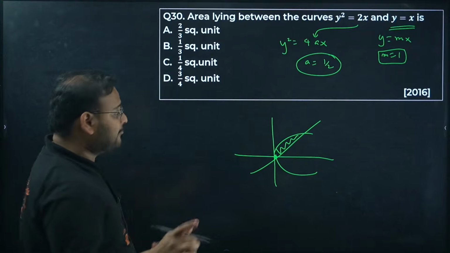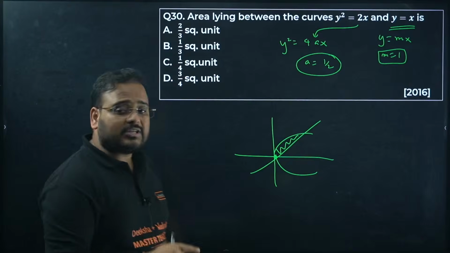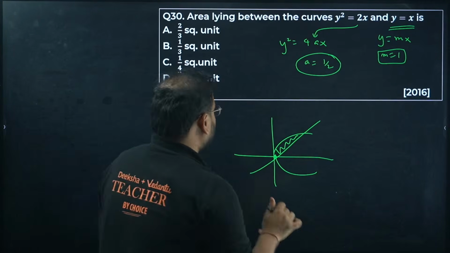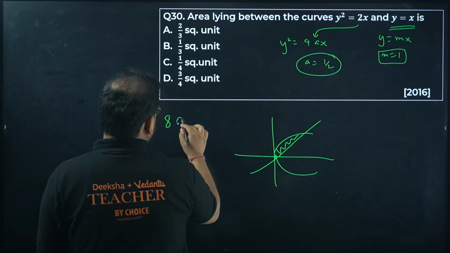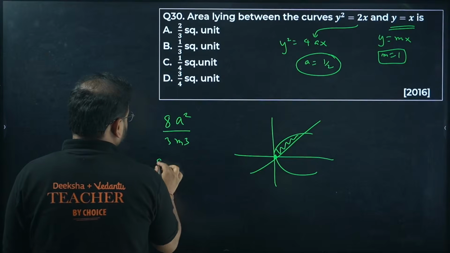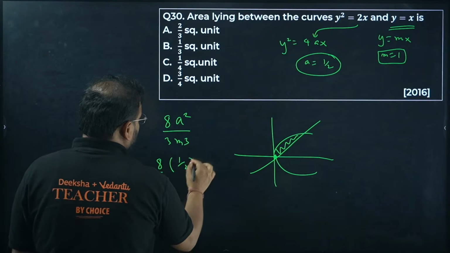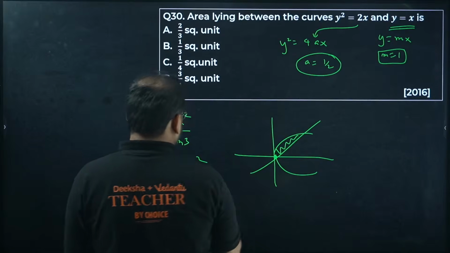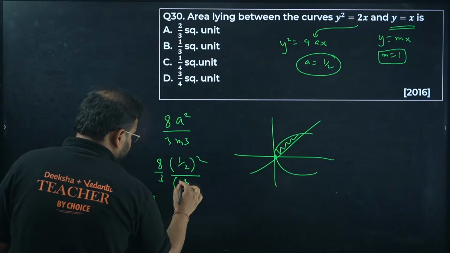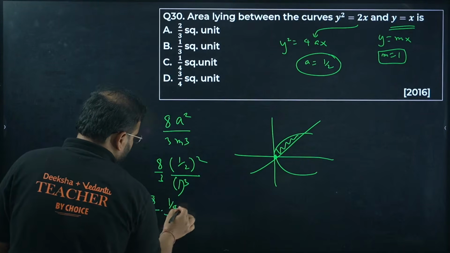This is a formula I've taught you in my Masterstroke class, and it is actually applicable in one of the PYQs. Answer is simply 8a square by 3m cube. What is going to be the a square? So 1 by 2 the square. What is the m cube going to be? 1 cube. So I get here 8 by 3, 1 by 4, 1.